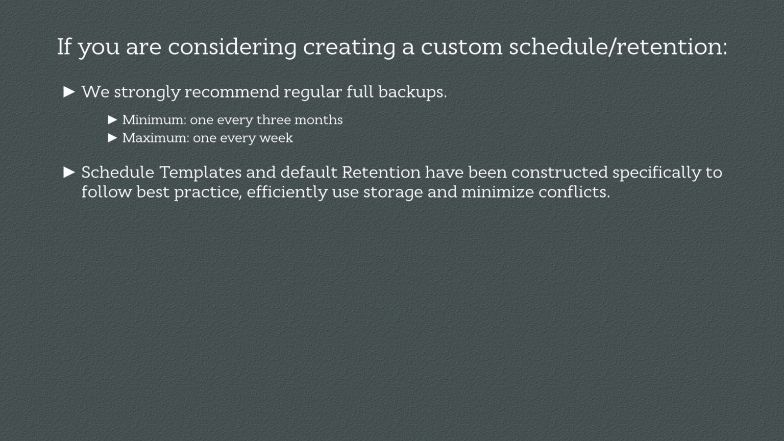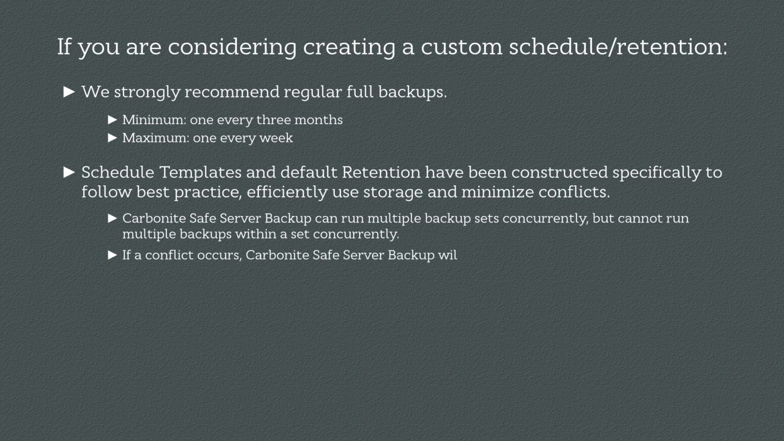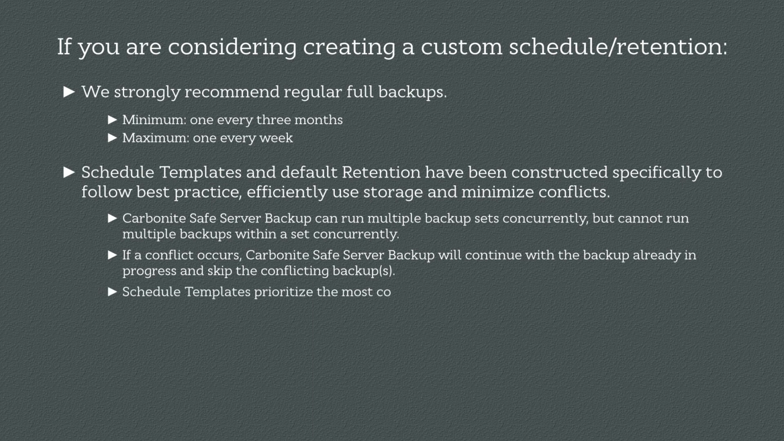When a backup set schedule has multiple entries, it's possible that they may be scheduled to occur at the same time or overlap. Carbonite Safe Server Backup can run multiple backup sets concurrently without issue, but it cannot run multiple simultaneous backups within a set. In those instances, Carbonite Safe Server Backup will continue working on the active backup and simply skip any others set to run concurrently until their next scheduled time. The default schedule templates minimize these occurrences, but also prioritize the most comprehensive backups when they do happen.